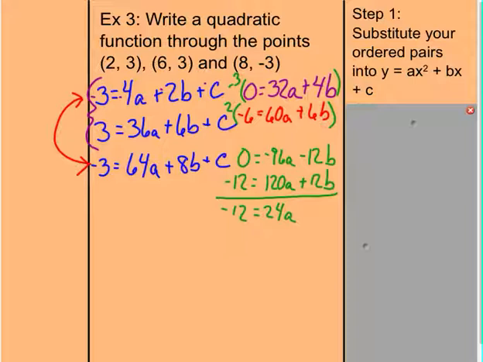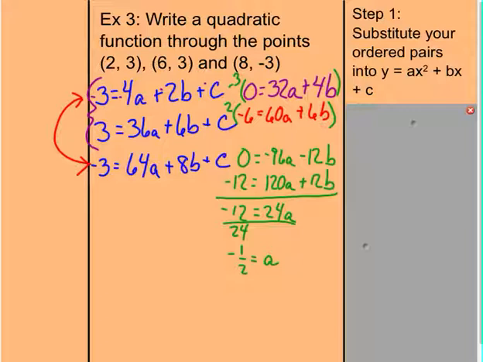Dividing both sides by 24, be careful on this one. I get a lot of students that will say negative 2, but we are dividing by 24, and negative 12 24ths is negative 1/2, not negative 2. So my a value is negative 1/2, and now we just back substitute to solve for b and c.